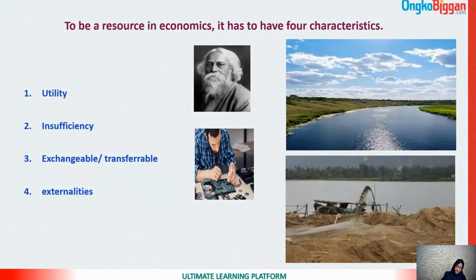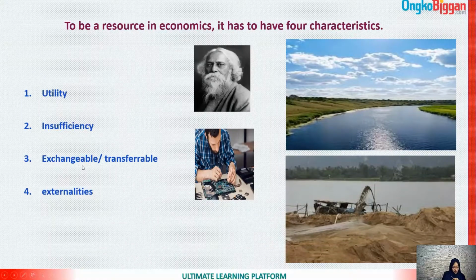Number 2, insufficiency. To become a resource, the quantity and supply of goods must be limited. The product or service will be insufficient or limited in quantity. For example, the supplies of river water and wind are ample. These are not resources. But if water is bottled in a factory, it becomes a resource. On the other hand, land, gas, and instruments are not amply available. That means these things are resources, and these are the insufficient goods for us.